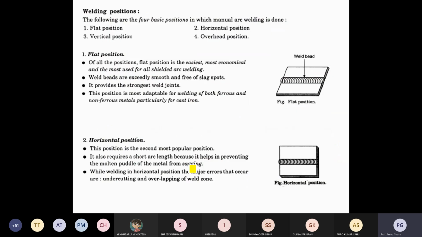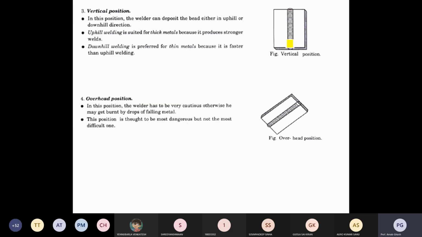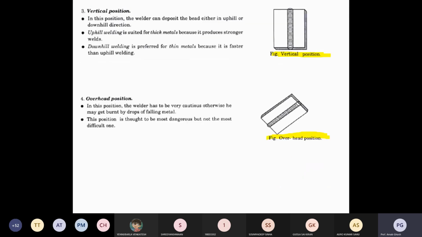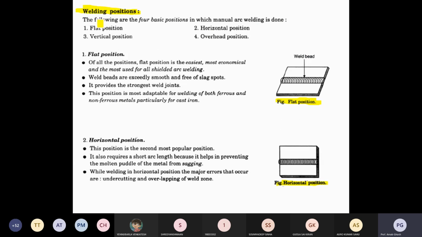Now based on the positions of the welding, it can be segregated into different positions, from how the welding is being done. Here you can see 4 types of positions: flat positions, horizontal positions, then vertical positions, and finally overhead positions. Horizontal position and vertical position are simple to understand: one is in the x-axis, the other in the y-axis.